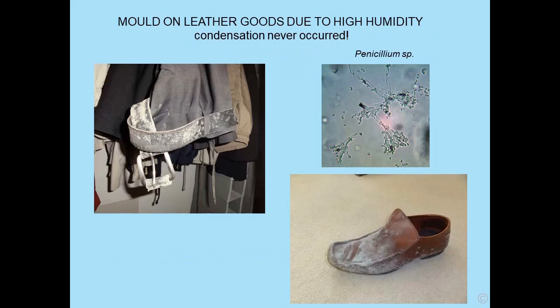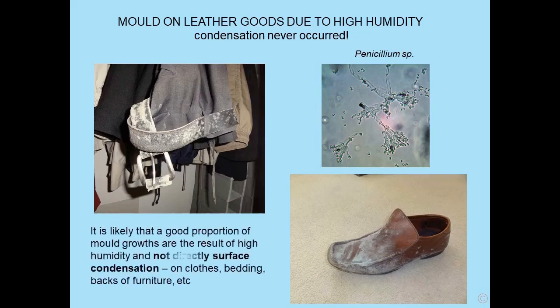Mould on leather goods due to high humidity. I've monitored these. Condensation never occurred. The mould on the belt is present, but there's absolutely no mould on the clothing inside. No mould on that clothing. And it's likely that a good proportion of mould growth is a result of high humidity, not directly surface condensation on clothes, beddings or backs of furniture. Indeed, to get condensation on those in the middle of a room, you're going to need steam.